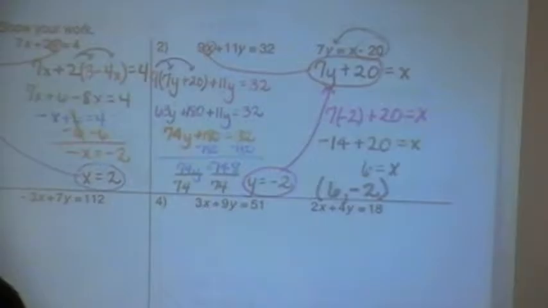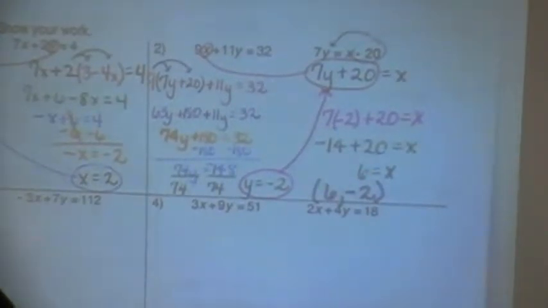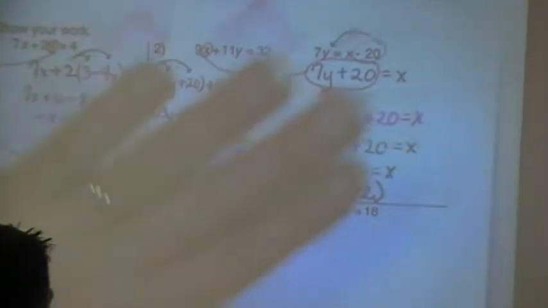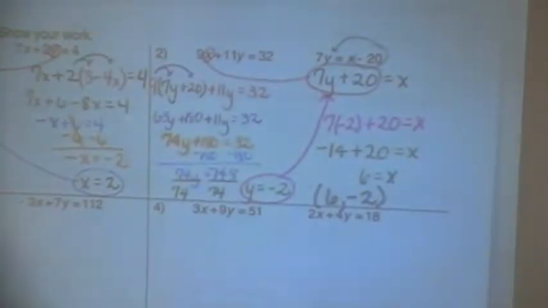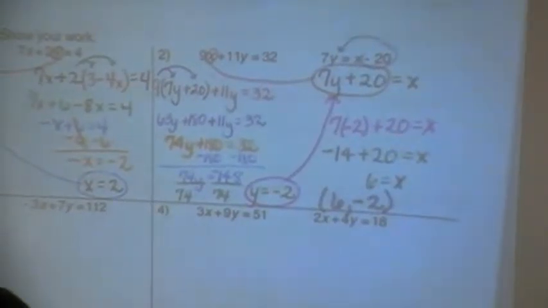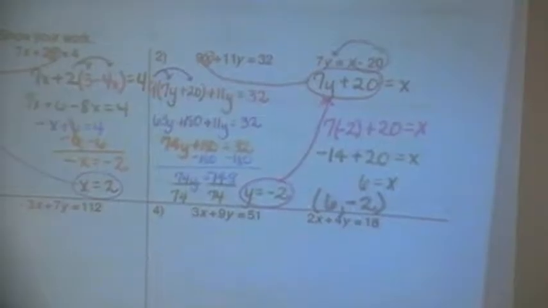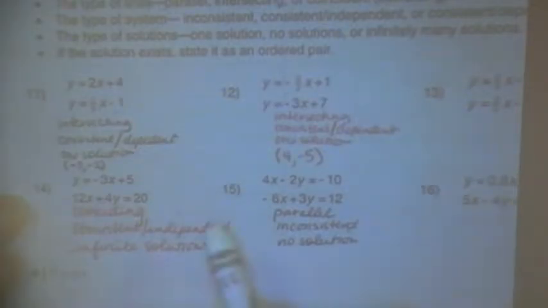This is not my favorite method, because I think the other method is not quite as long of a process. However, sometimes this is the only method that will work. And then sometimes it's the most practical method, because sometimes they've already solved something for one variable. Like, for example, this problem that we did with the graphing, number 14.